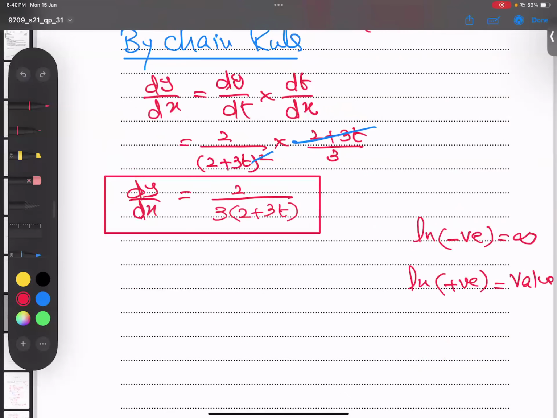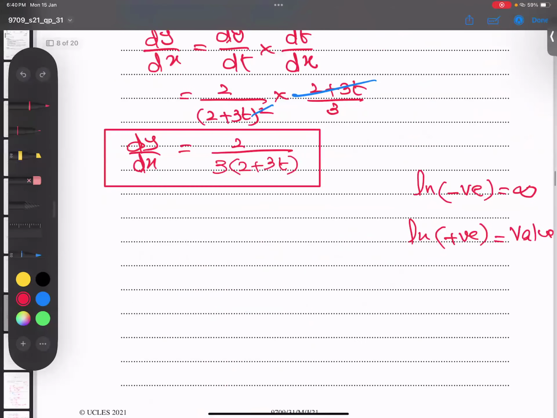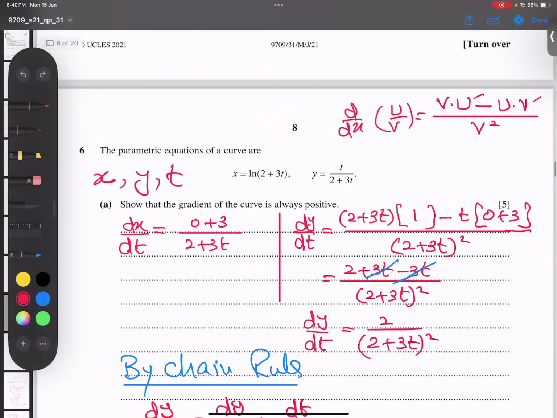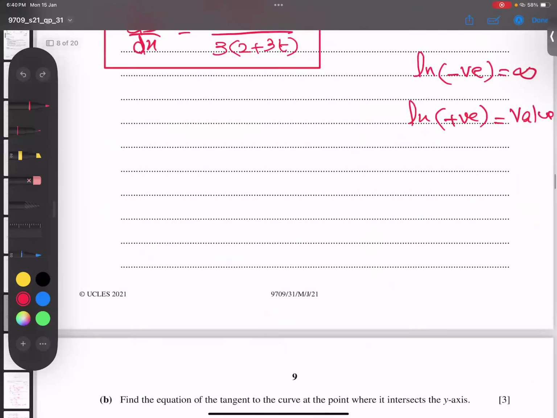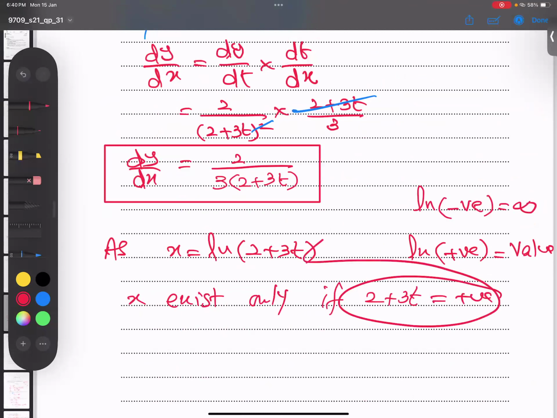As you know, the question he was asking is to show that the gradient of the curve is always positive. And you know it very well, because as this function is defined, the only possibility we can say is that x is equal to the logarithm of 2 plus 3t. Now, as we have the x value, 100% this value is positive, right? So x exists only if 2 plus 3t is bigger than 0, or you can say a positive answer. So if this is positive, so this is positive.